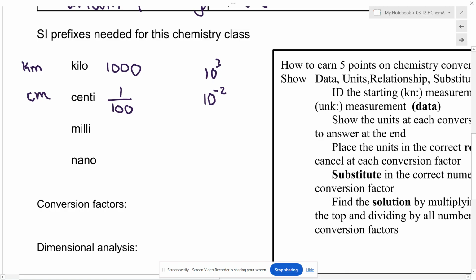Milli, of course, is even smaller. And an example would be millimeter. And you know, there are 1,000 of those in a meter. So a single millimeter is 1 divided by 1,000. And that is 10 to what power? Yep, negative 3.